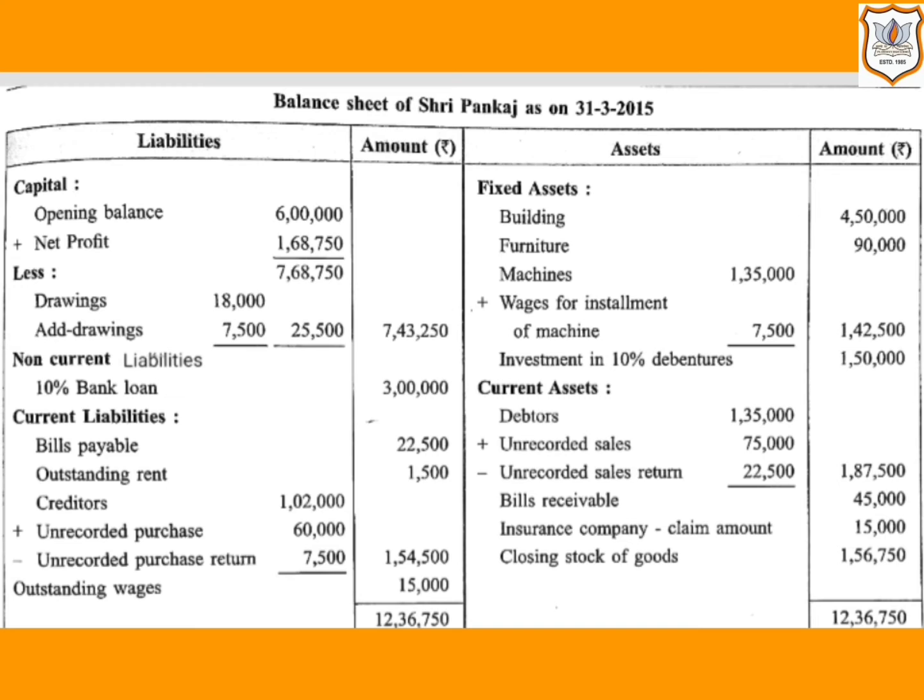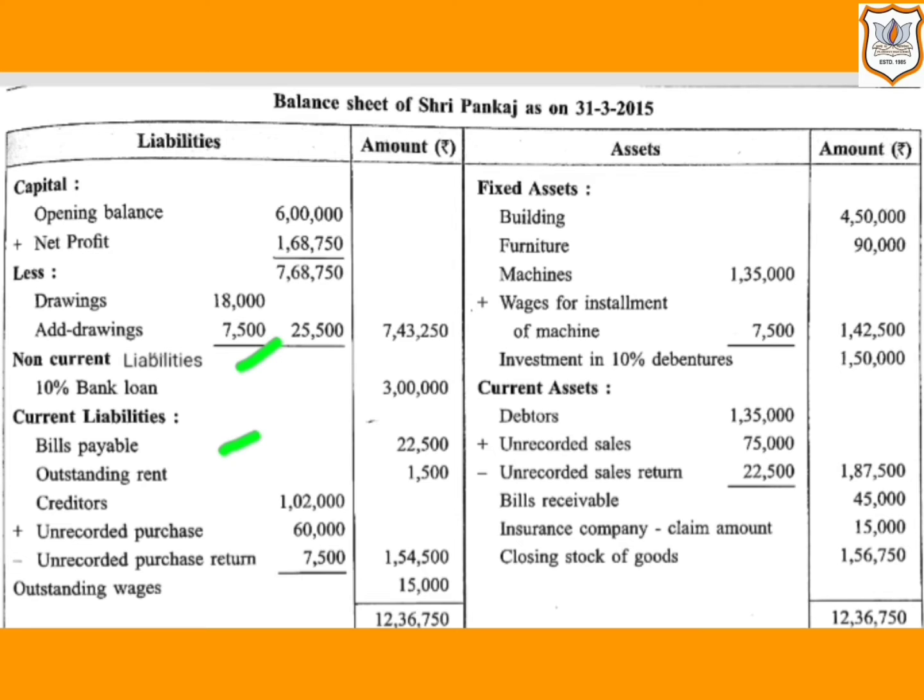Then we have 10% bank loan. Amount is rupees 3 lakh. The 10% bank loan is a long-term liability, so we will record it on the liability side of the balance sheet under the heading non-current liabilities. Amount is rupees 3 lakh. Then we have bills payable. Bills payable is a current liability. We will show it in the balance sheet on the liability side. Amount is rupees 22,500.